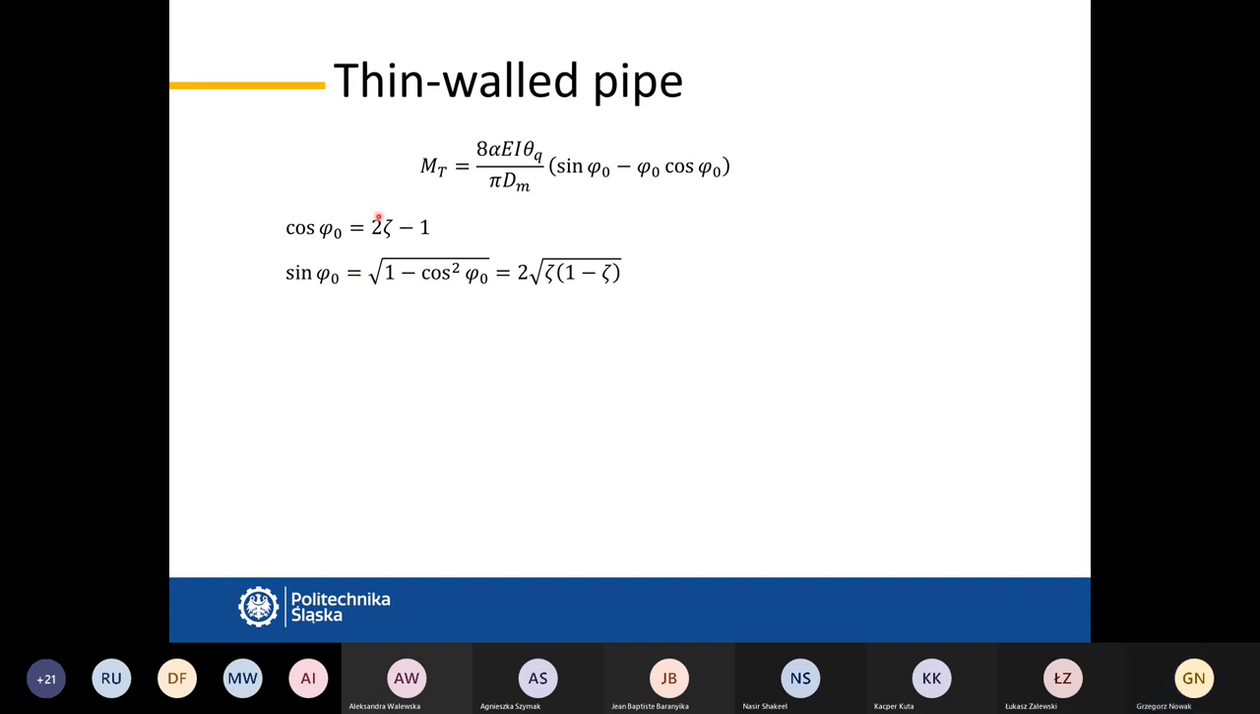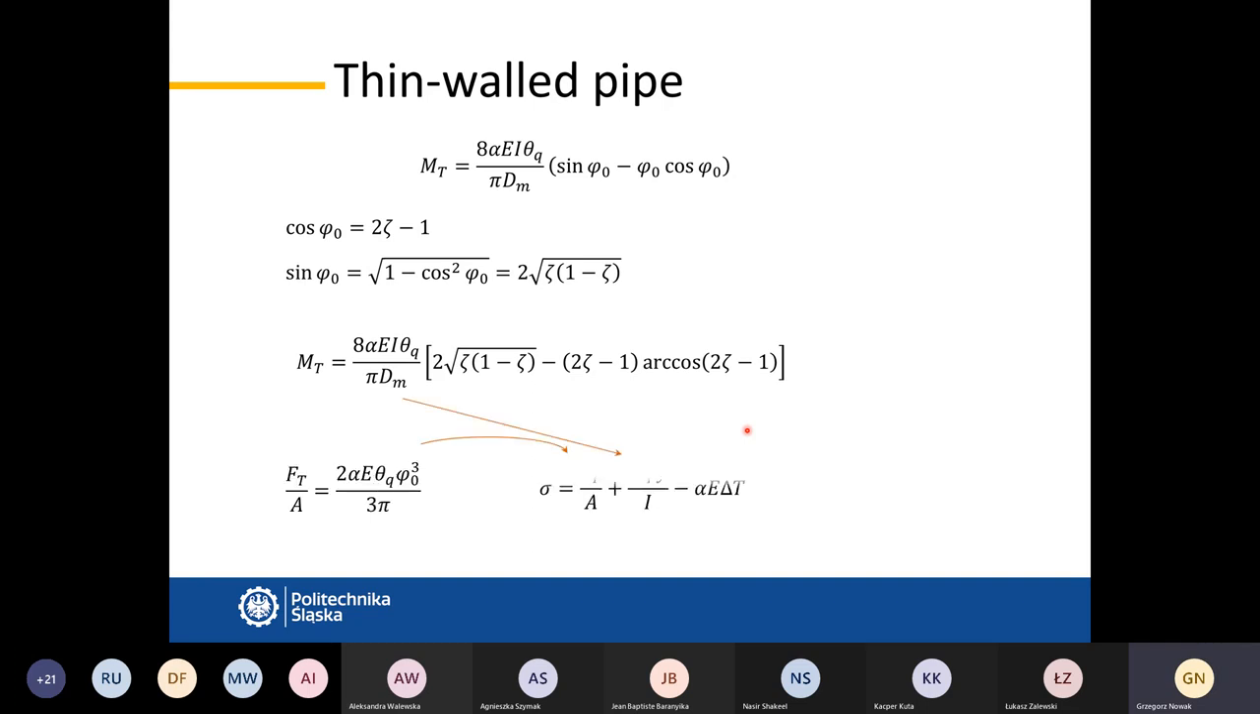So sinus is square root of 1 minus cosinus squared. And if we put it there, we'll get that sinus phi 0 can be expressed as 2 square roots of zeta times 1 minus zeta. And if so, we can express the moment in such a way. So instead of the angle, we can express it with the zeta factor, so the field, liquid field parameter. This is exactly the same, the factor before the bracket is the same. And instead of sinus phi zero minus phi zero cosinus phi zero, we have this part here.